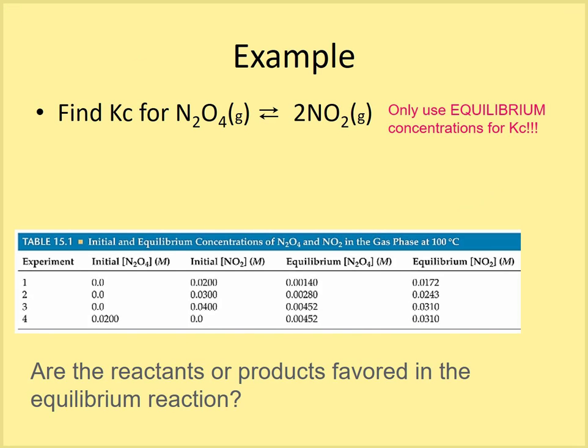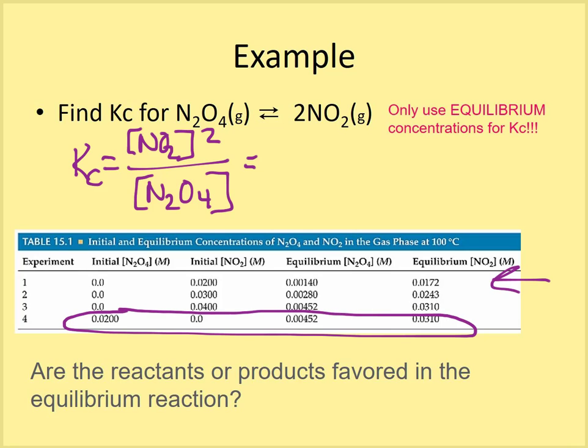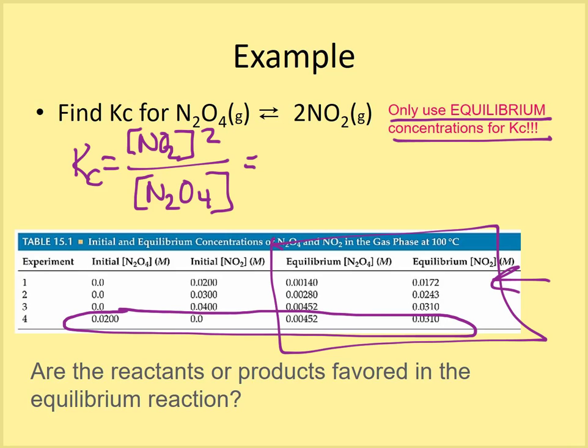Let's do an example where we have some data that we can plug into our equilibrium constant expression. It says find Kc for this reaction. Those are both gases. Then I'm going to just pick one experiment. It doesn't really matter which one you pick. Maybe I'll pick this bottom one. There are lots of values here. I have some initial concentrations and some concentrations at equilibrium. When you're writing an equilibrium constant expression, you only want to use the concentrations at equilibrium. So it's only these right here that I need.